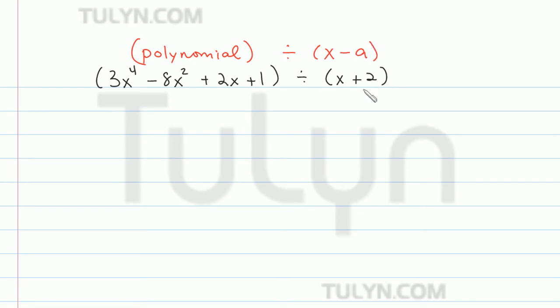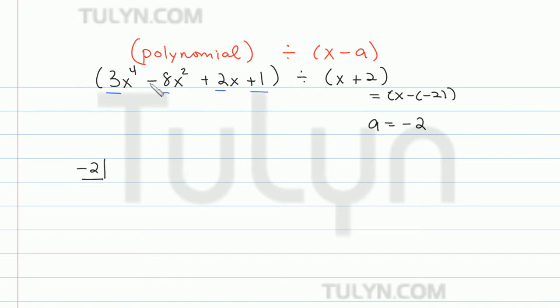What we need to do is rewrite this x plus 2 as x minus negative 2, right? Which is the same thing. And in this case, our a value is going to be negative 2. So now that it's of the right form, we can use our synthetic division. So the first thing we want to do is write our a value on the left. And then we want to write the coefficients for our polynomial right next to it.